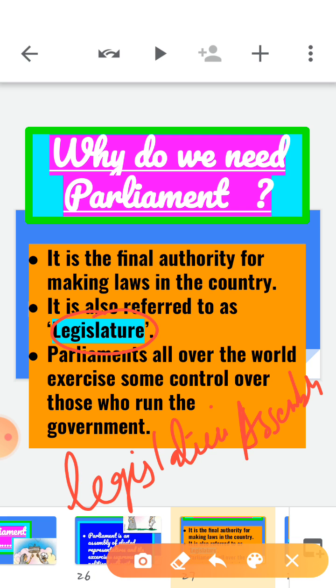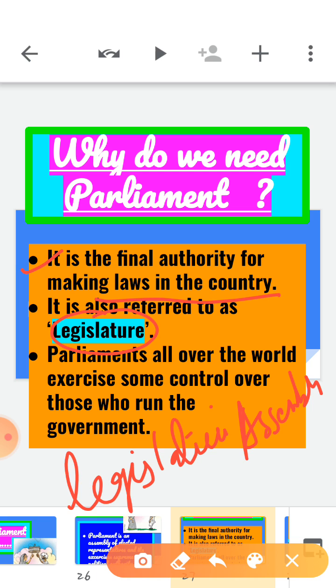Okay, basically the name may vary in different countries, but such an assembly exists in every democracy. It exercises political authority on behalf of people in many ways. First of all, the parliament is the final authority for making laws in any country. Is it clear? This task of lawmaking, or legislation, is so crucial that these assemblies are called legislature, as I told you.